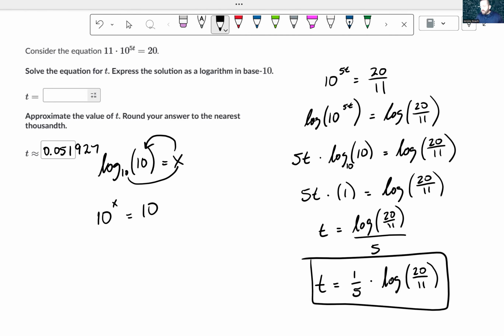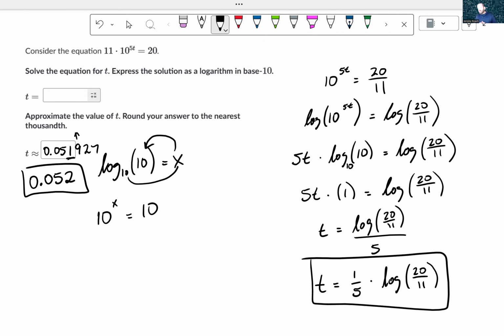And so t is going to be approximately equal to 0.051927. It wants us to go to the nearest thousandth. That's tenths, hundredths, thousandths. So it wants us to go to that decimal place. This is a 9. That means that's going to round that 1 up. So this becomes 0.052.